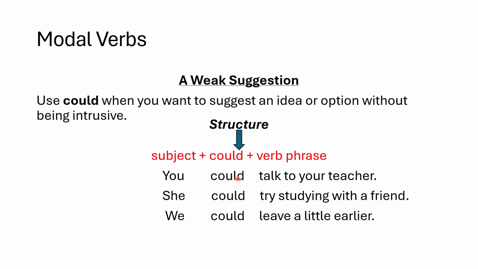She could try studying with a friend. We could leave a little earlier. When using could as a weak suggestion, it really means that it is one possible idea. The speaker is not saying that it is necessary.